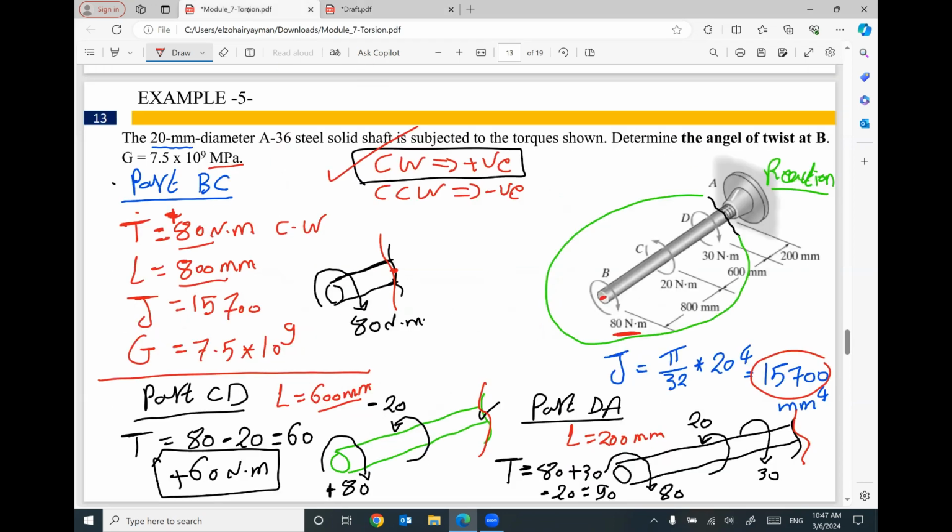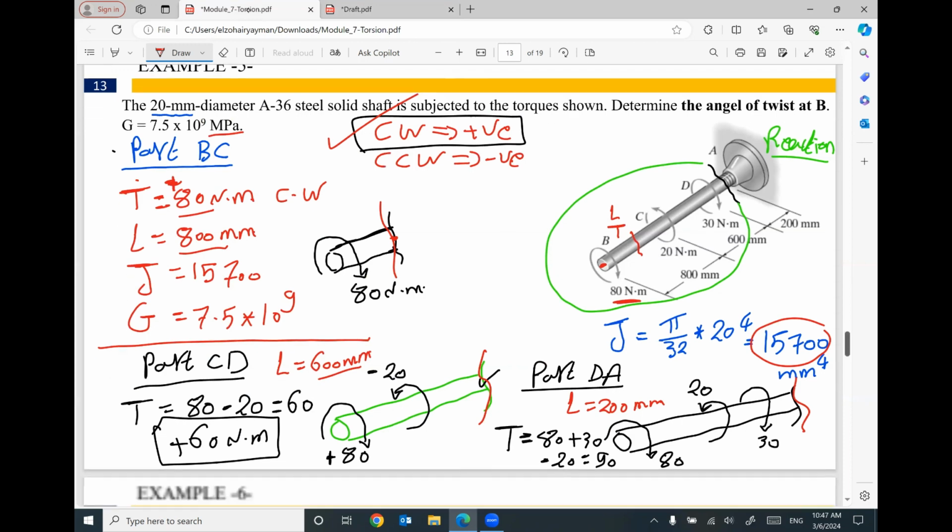It's very important to divide your shaft into different parts because each part will have different lengths and a different torque. This is the reason why I divided this shaft into 3 parts.